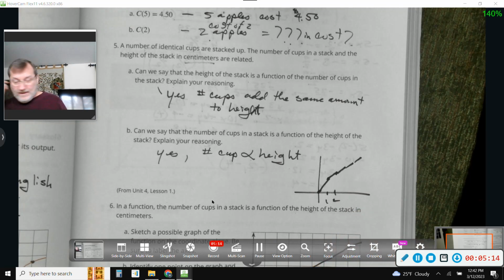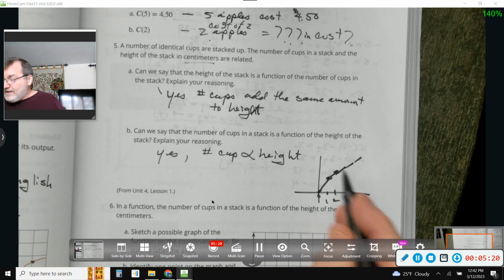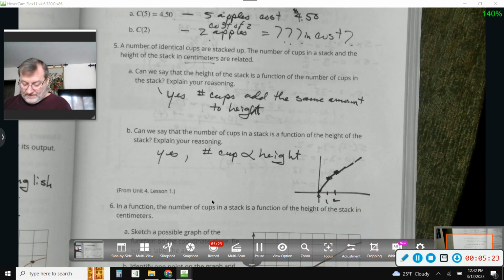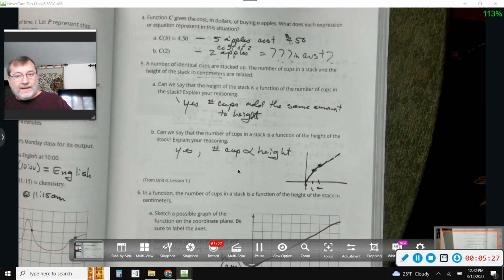Right? At 0 cups, you have 0 height, but at 1 cup, you have here, add 2, you add 1 more centimeter on. I mean, that's the whole idea with space savings, of having the cups stack like that, just like chairs. Looks like that.